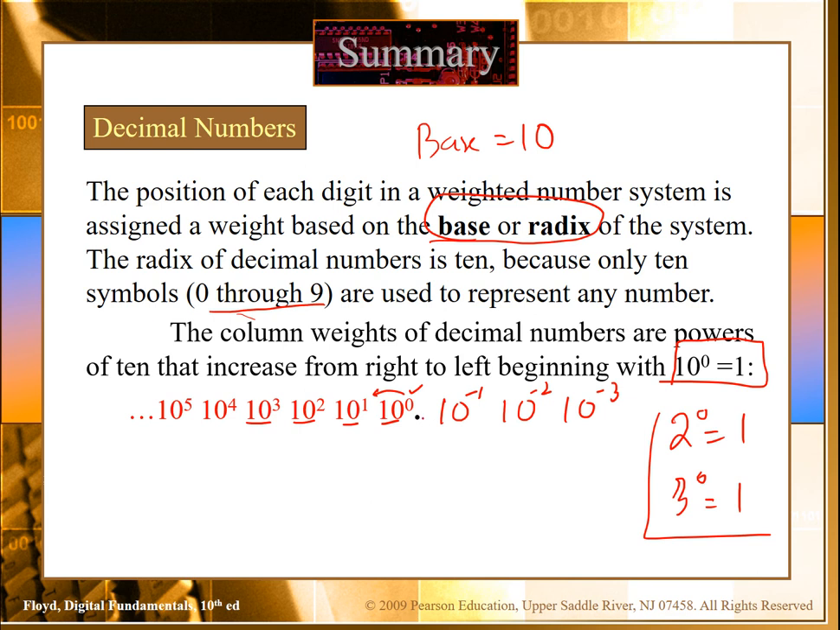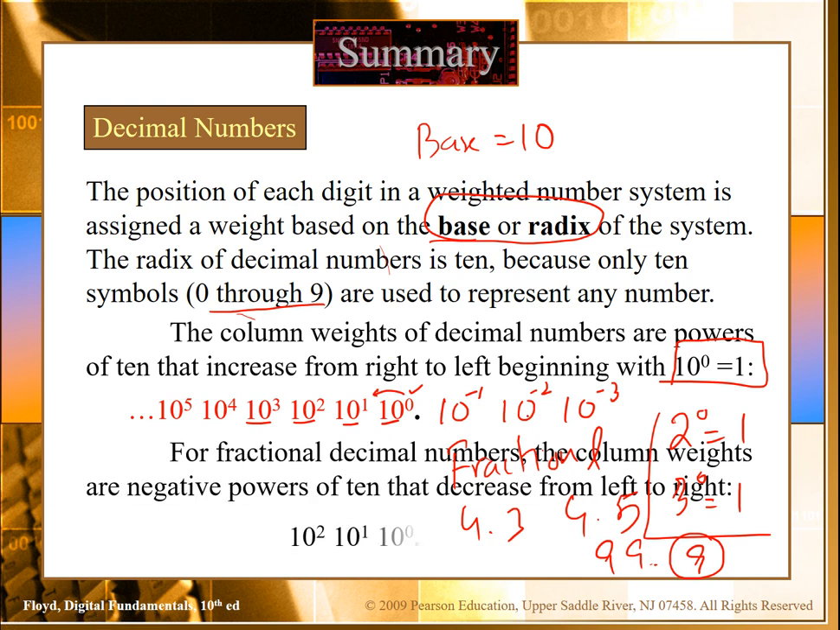If we move towards the right of the point, we are actually dealing with fractional numbers, right? 4.3, 4.5, 99.9. So to deal with fractional numbers, we have to move towards the right side of the point, and in here the weight of the powers will be negative.